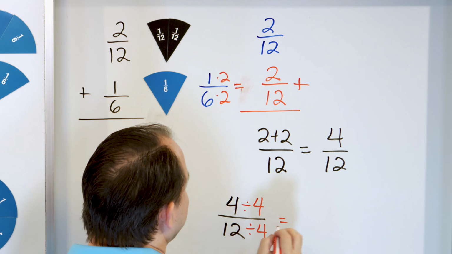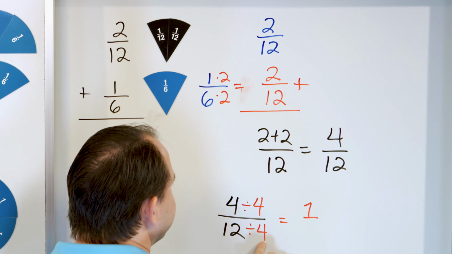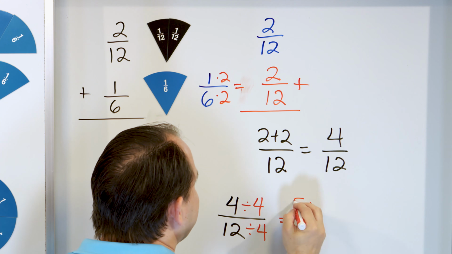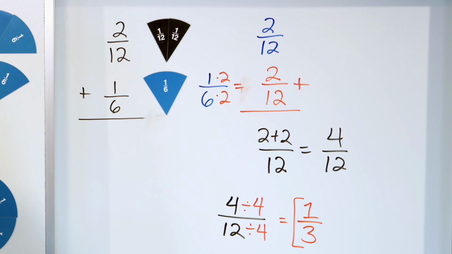I know they're both divisible by 4. 4 divided by 4 is 1, and 12 divided by 4 is 3. So I think the answer is 1/3 of a pizza. That's what I think the answer is. Let's see if it makes sense.